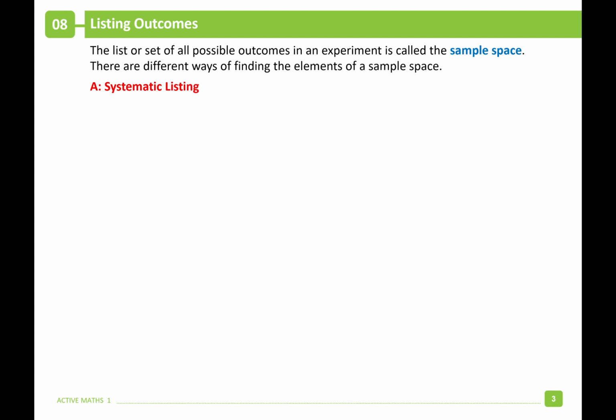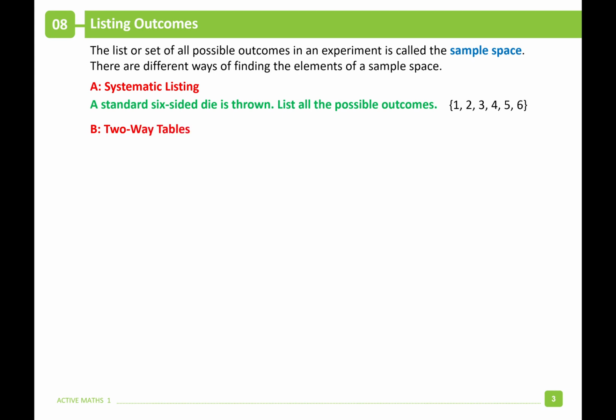So far we have looked at systematic listing. For example, a standard 6-sided die is thrown. List all the possible outcomes. Let's see if you got this right. All of our possible outcomes, if I roll a dice, are 1, 2, 3, 4, 5, and 6. We write all of the possible outcomes inside curly brackets.